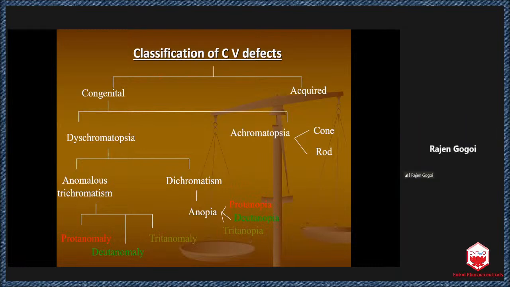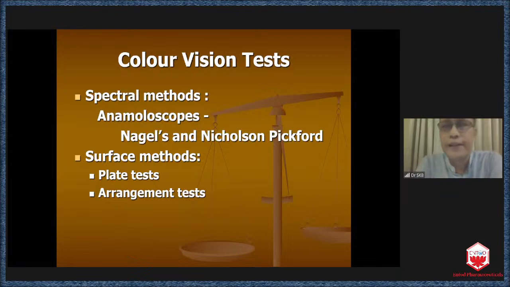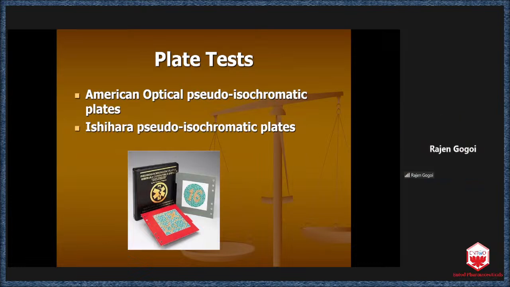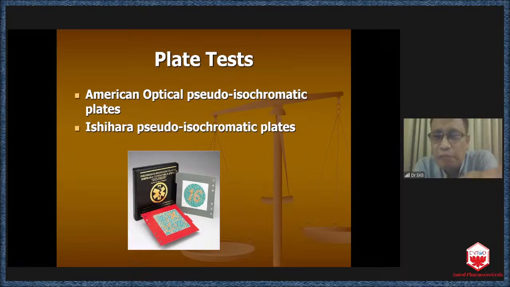cone or rod types. For color vision testing, two methods are used, the plate method and the adjustment method. For the plate test, we mainly use Ishihara pseudo-isochromatic plates. It is called pseudo-isochromatic because the patient's impression of this card is that it consists of the same color. Therefore it would be called isochromatic, which is not true. It's false actually. That's why it's called pseudo-isochromatic plates.